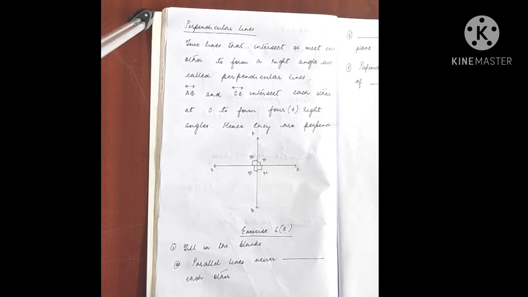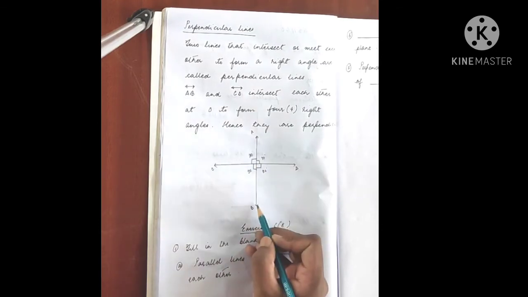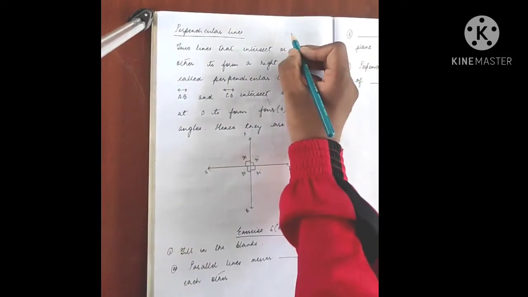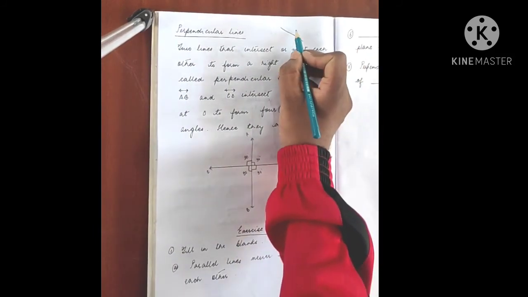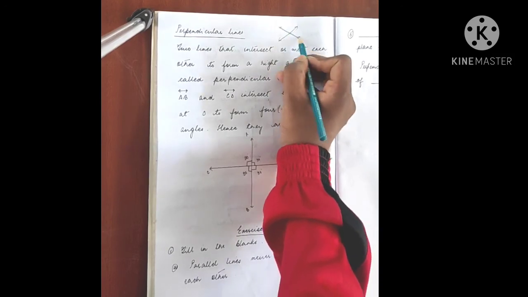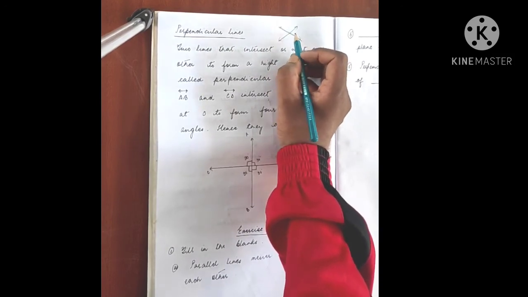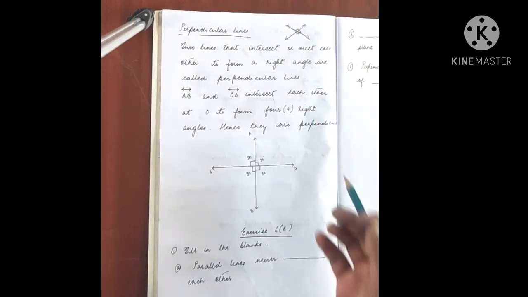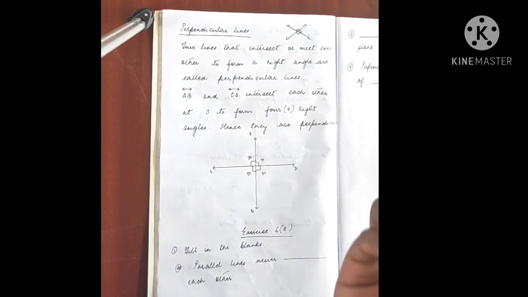Now you see perpendicular lines. These are very special. So what are perpendicular lines? Two lines that intersect or meet each other to form a right angle are called perpendicular lines. Suppose AB is a line, CD is another line, and they are intersecting each other. If both lines intersect each other, there will be some angles for sure, representing some degrees like 10 degree, 20 degree, 30 degree.